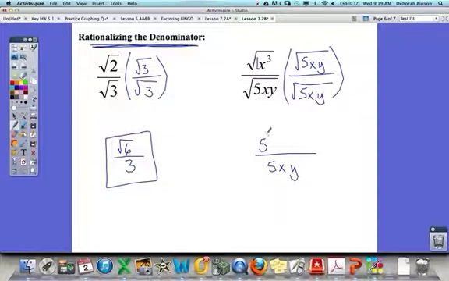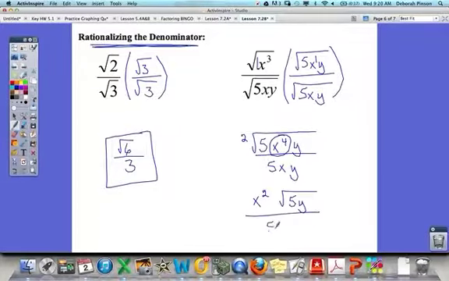In the top, I have 5 square root of, because I'm going to have to simplify this, 5x to the 4th, 3 plus 1, and then that 1y. And then I'm going to simplify this down because I can take the square root of x to the 4th. So I'll have x squared, there's 2, goes into 4, 2 times, square root of 5y over 5xy.